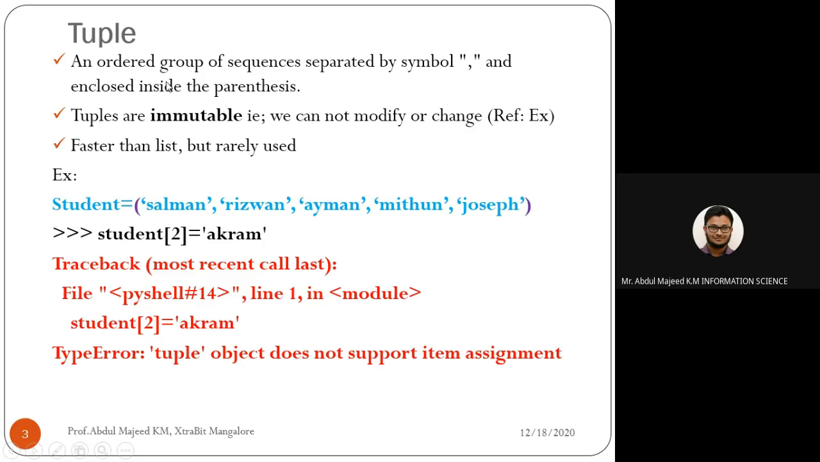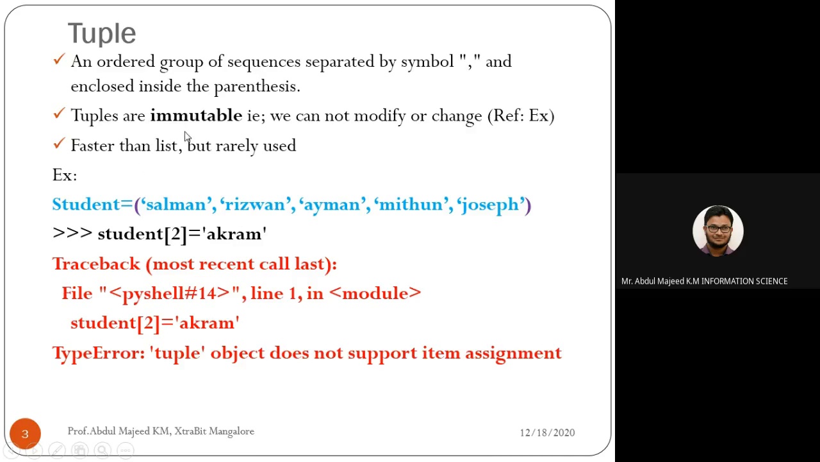So a tuple is a data structure which is an ordered group of sequence separated by comma and enclosed inside a parenthesis. So you can see an example. Here I am creating a tuple called student with the values Salman, Rizwan, Ayman, Mithun, and Joseph. You can see the elements or the items are separated by using commas, and we have used parentheses to create this particular tuple data structure named student. Okay, so student is a tuple. The values are Salman, Rizwan, Ayman, Mithun, and Joseph.